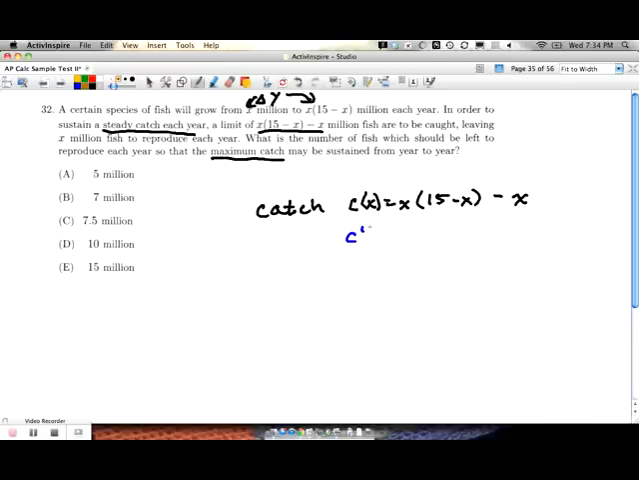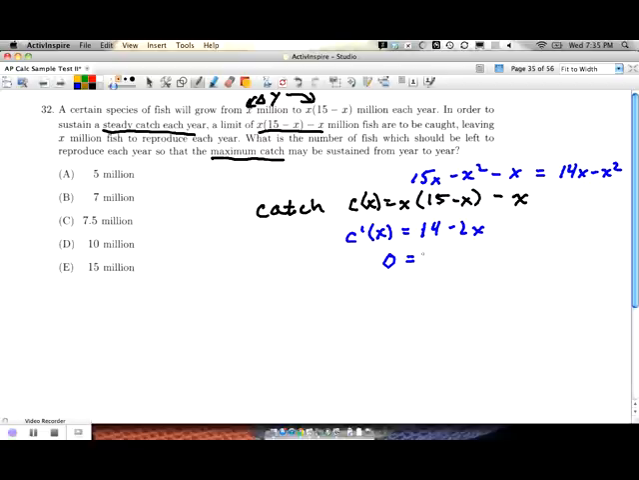Well, we take the derivative. c prime of x is going to be, well, this might be a little bit easier if I distribute things. We'll have 15x minus x squared, and then minus another x. So that would turn out to be 14x minus x squared. So c prime, the first derivative, is going to be 14 minus 2x. And if I want to find a maximum of this, that means I need to set this equal to 0, find my critical points, and then work my way from there.